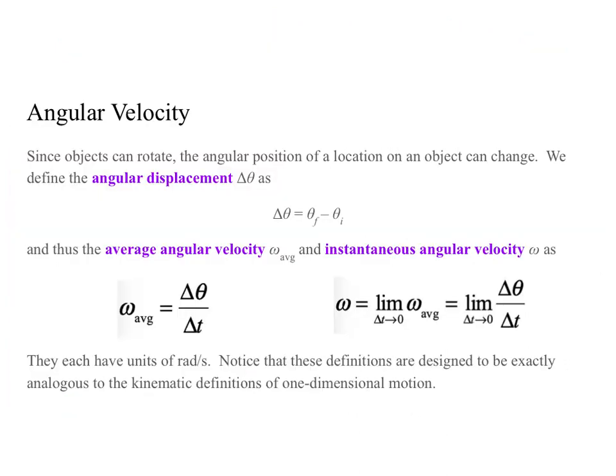Since objects can rotate, the angular position of a location on an object can change. Sort of duh. We define the angular displacement as delta theta, and using our usual definition, delta theta means later theta minus earlier theta, or theta final minus theta initial, or however you want to remember it. And thus we can define the average angular velocity and instantaneous angular velocities, denoted with the symbol omega. Please note that this is the symbol omega. It is not a W. It is not a curly W. It's an omega. And both write and pronounce it, please, as it is itself and not something different.